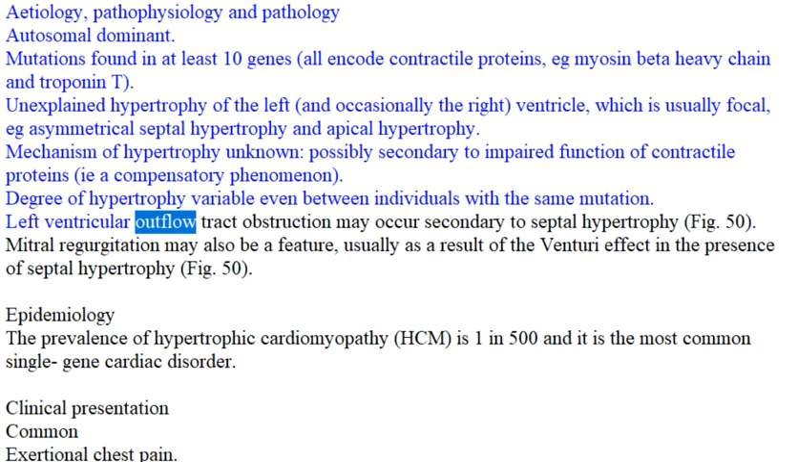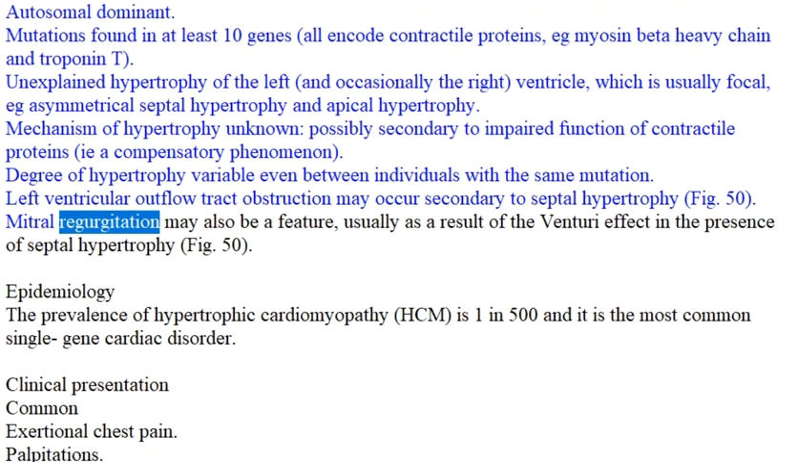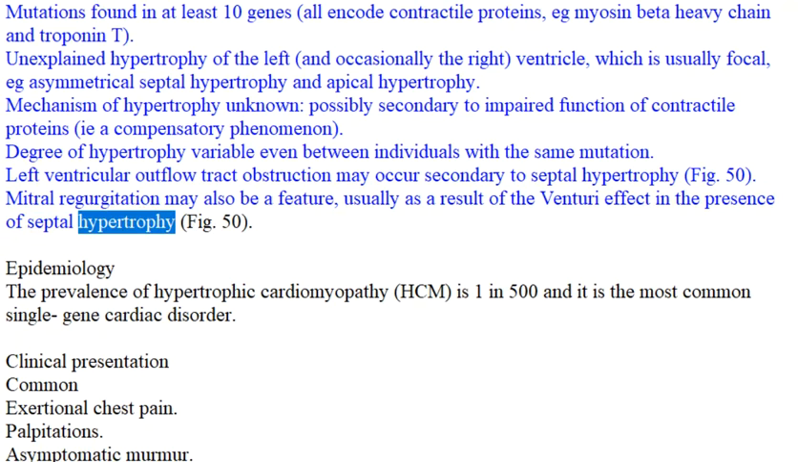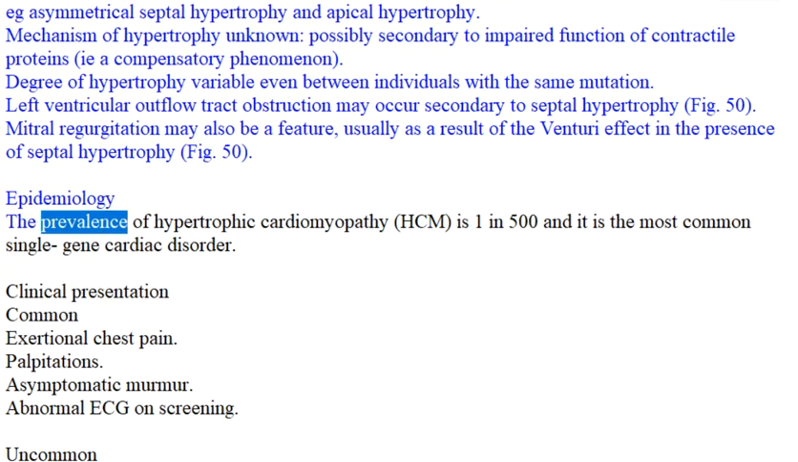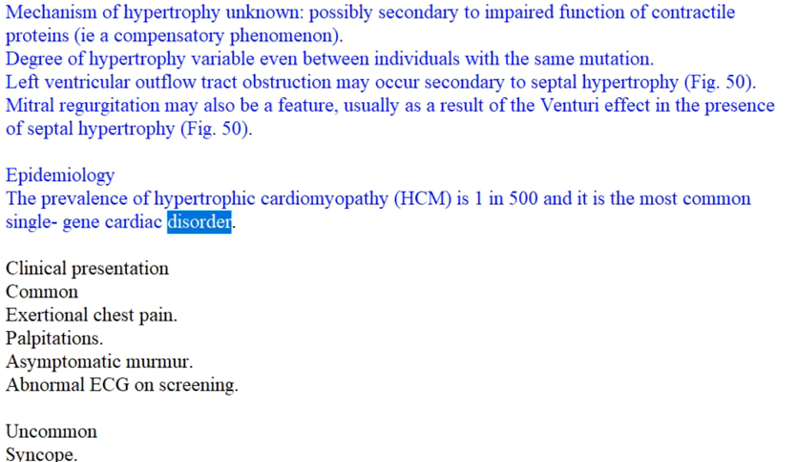Left ventricular outflow tract obstruction may occur secondary to septal hypertrophy, Fig 50. Mitral regurgitation may also be a feature, usually as a result of the Venturi effect in the presence of septal hypertrophy, Fig 50. Epidemiology. The prevalence of hypertrophic cardiomyopathy, HCM, is 1 in 500 and it is the most common single-gene cardiac disorder.